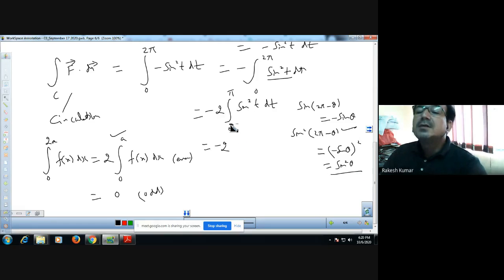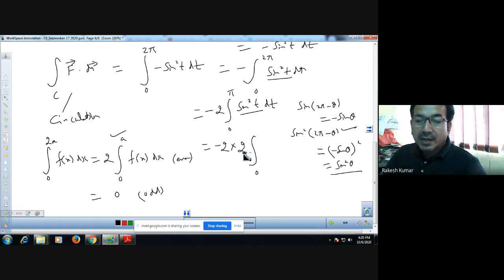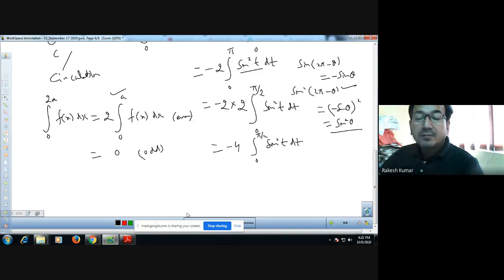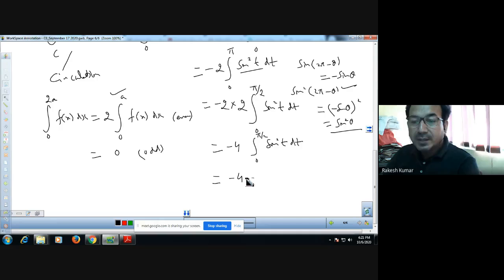And further, in the interval 0 to pi, we also have the sine square t function, and sine square t is again an even function. So you again multiply it with 2 and take half of the upper limit. Half of pi is pi by 2, that will be sine square t. So it comes out to be minus 4 times the integral from 0 to pi by 2 of sine square t. Now the reduction formula is applicable. Be very careful how to write down the value after using the reduction formula.